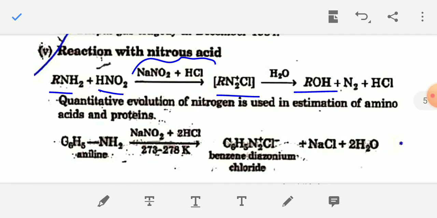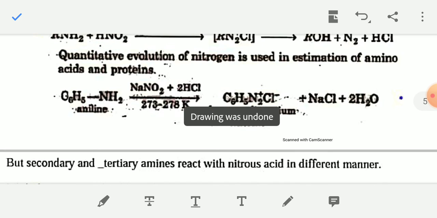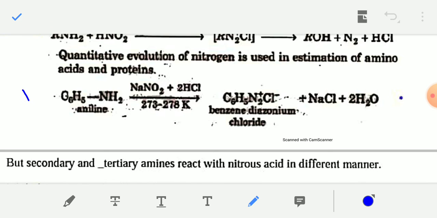But aromatic benzene diazonium salts are very stable. When aniline, that is aromatic amine C6H5NH2, reacts with nitrous acid, that is NaNO2 plus HCl, at very low temperature, 0 to 5 degrees Celsius or 273 to 278 Kelvin temperature.